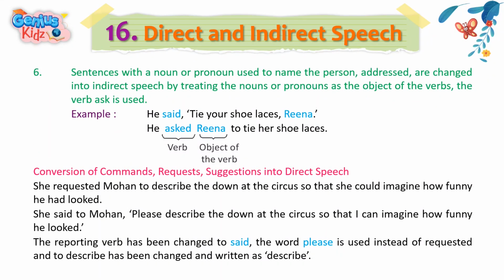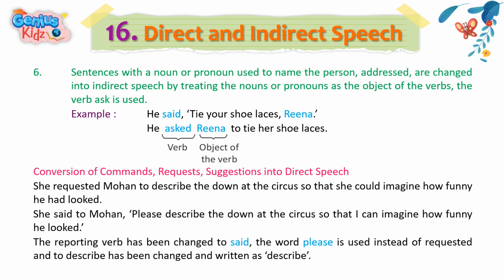6. Sentences with a noun or pronoun used to name the person addressed are changed into indirect speech by treating the noun or pronoun as the object of the verb. The verb ask is used. Example: He said, "Tie your shoelaces, Reena." He asked Reena to tie her shoelaces. In this sentence, asked is the verb and Reena is the object of the verb.